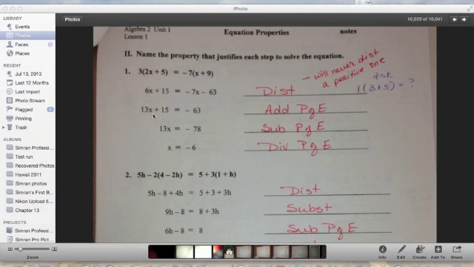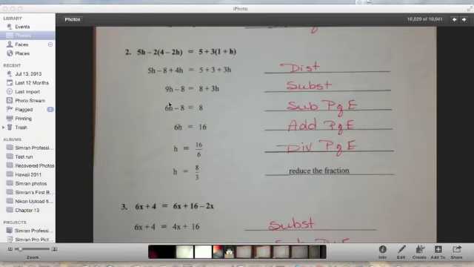Okay. Now on this one, to go from here to here, we're subtracting 15 from both sides. So we can say subtraction property of equality. And finally, we can divide both sides by 13, division property of equality. So all you're doing is figuring out what you did from here to get down to here and write it down. Okay. Problem number 2.